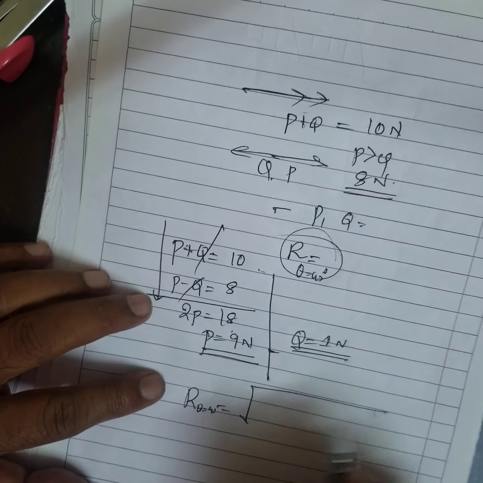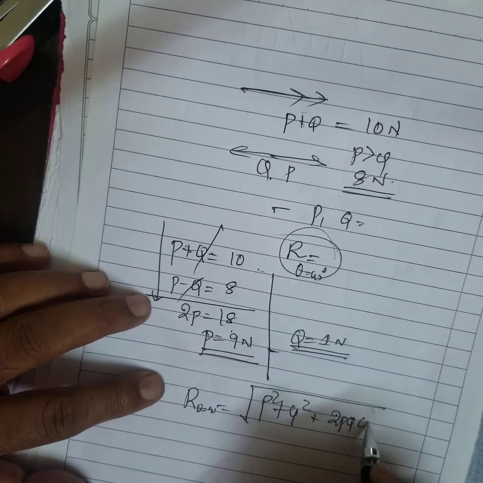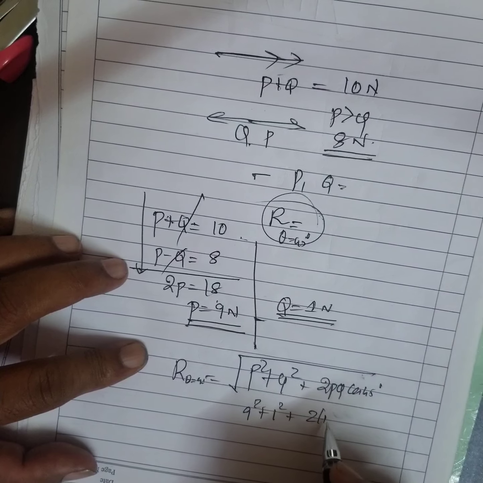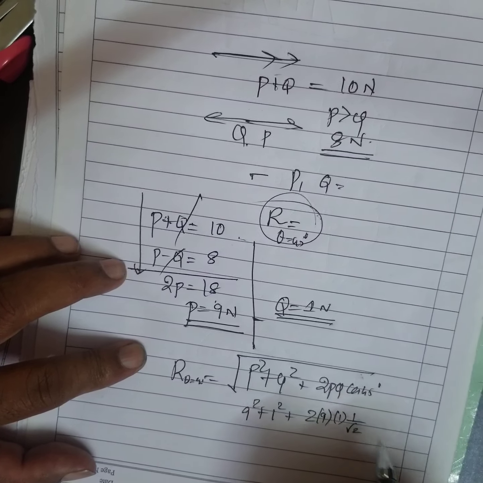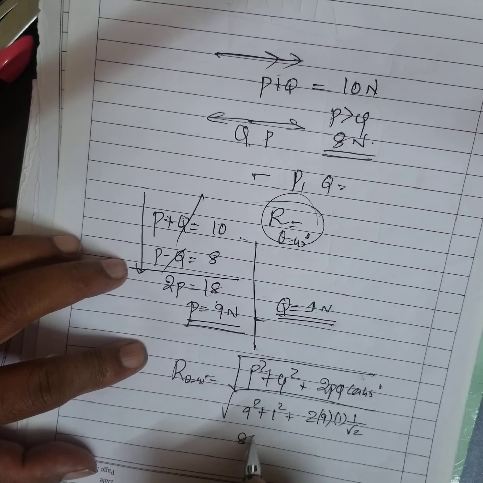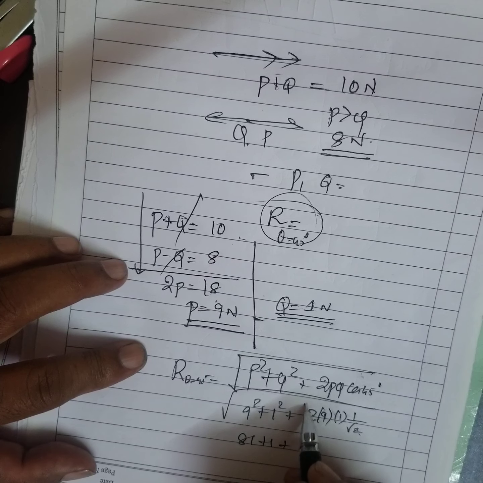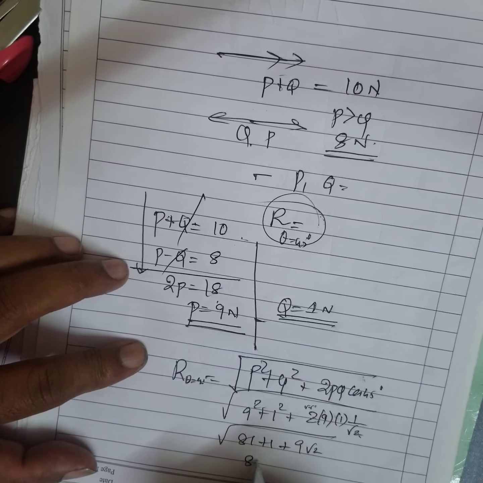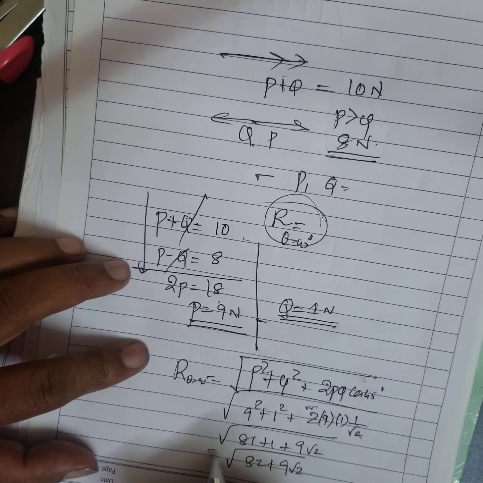Resultant is equal to what? Square root of P square plus Q square plus 2PQ cos theta. P square is 9 square, Q square is 1 square, 2 into P is 9, Q is 1, cos 45 is 1 by root 2. This is 81 plus 1 plus, here what? 2 cancels, root 2 into root 2 gets cancelled, 9 root 2. This is square root of 82 plus 9 root 2.